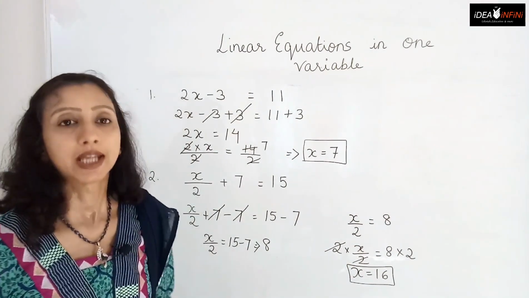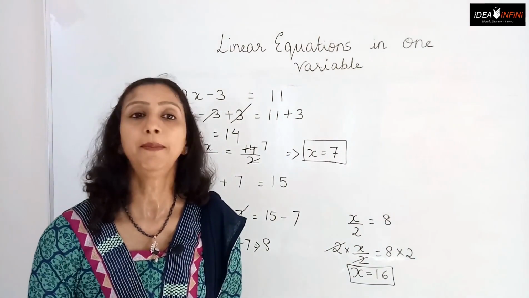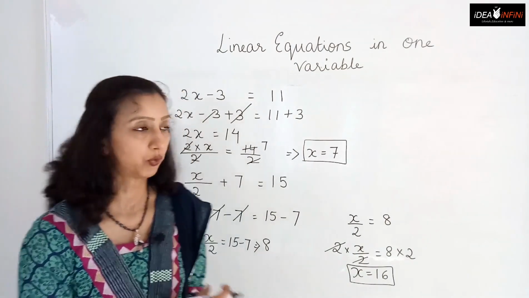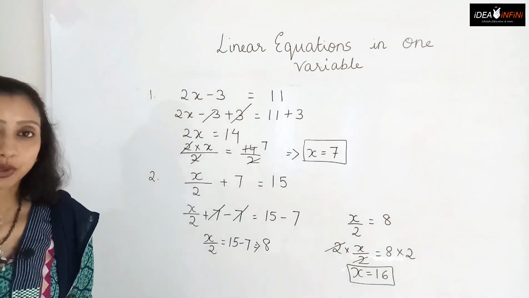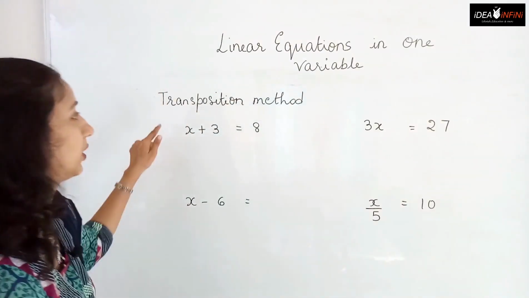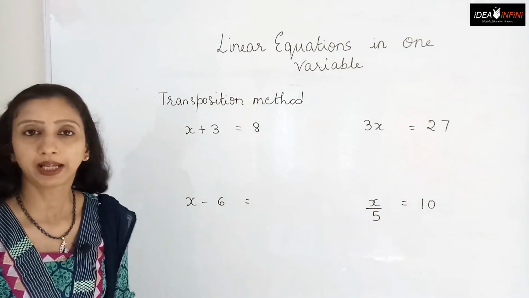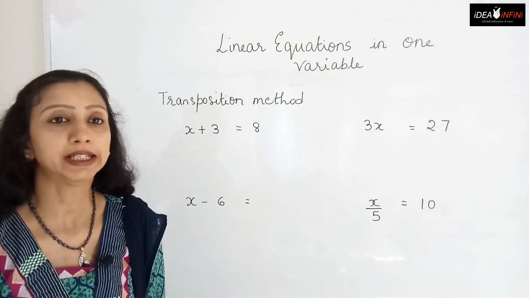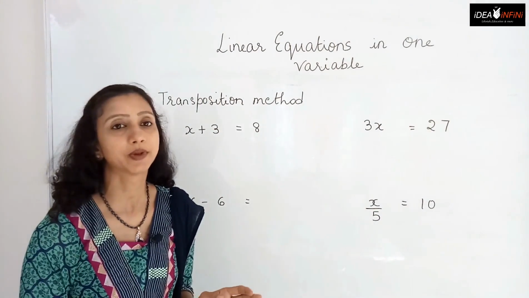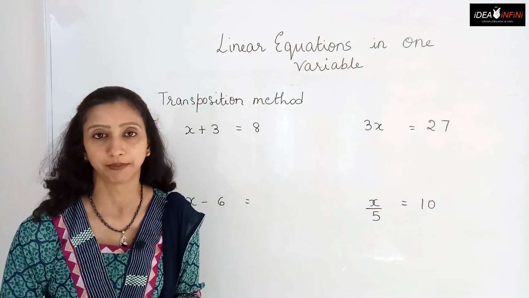But there are many steps involved in this. So there is a much better way to find out the roots, and that is the transpose method. This method, the transposition method, is a direct method and it is a faster and easier method. Here what exactly we do is just change the sign of the numbers.